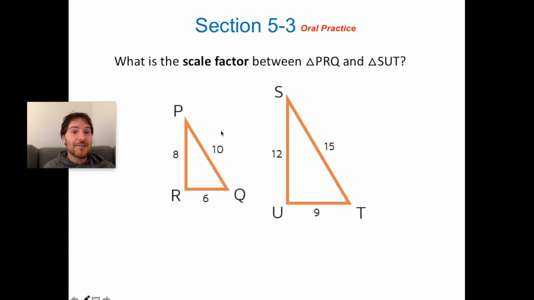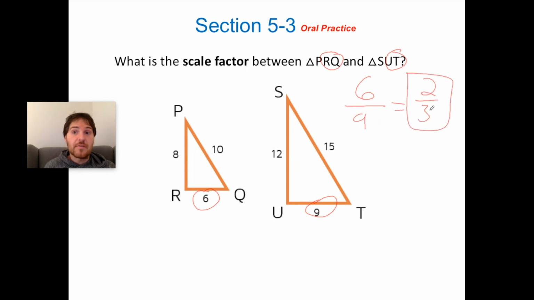So anyways, looking at this one here, how do I figure out the scale factor between triangle PRQ and triangle SUT? Let's take a look. How many sides do I need to look at? I just need to look at a pair of sides. If I'm trying to get the scale factor, I can look at any of these. UT and RQ correspond with one another. They're the last two here. So my answer here is 6/9, which equals 2/3.